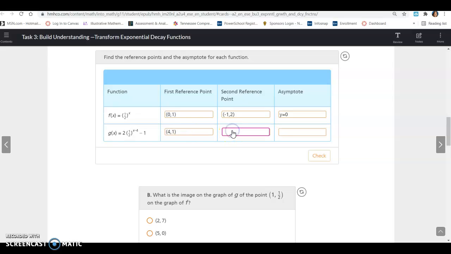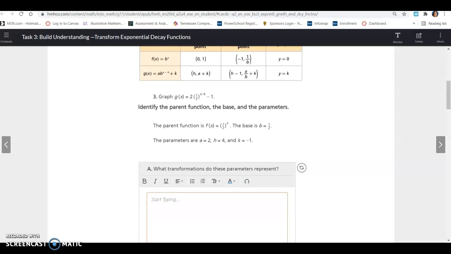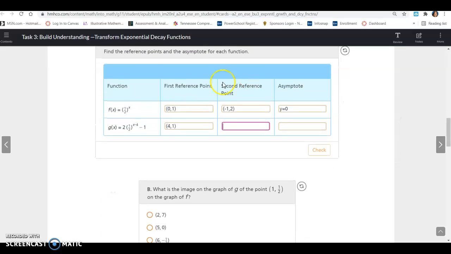And then for the second reference point, we're going to do h minus 1 and then a over b plus k. So h minus 1, 4 minus 1 is just going to be 3. And then a over b, 2 over 1/2. So then you end up multiplying by the reciprocal, which is 2. 2 times 2 is 4. And then 4 plus k, the -1, is 3. So that one's 3 as well.